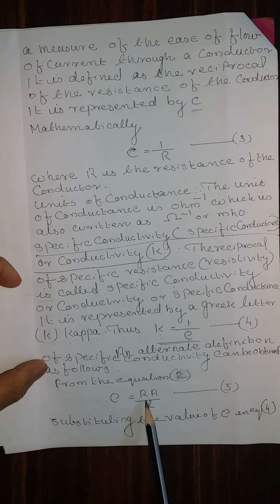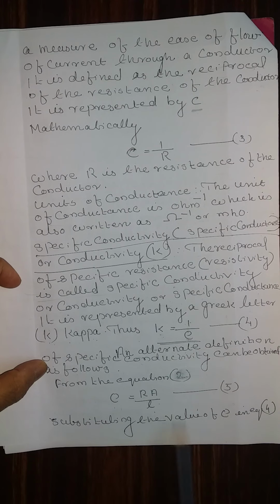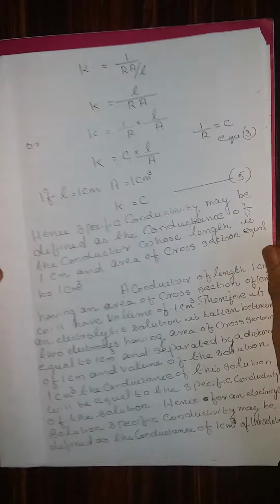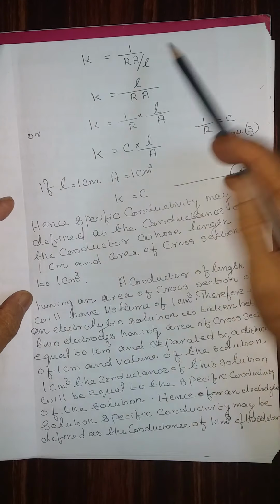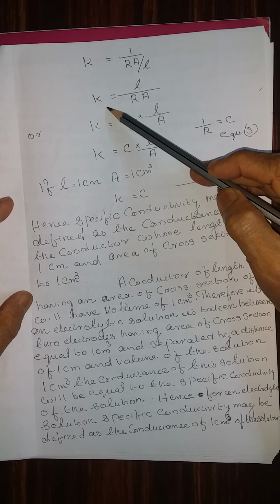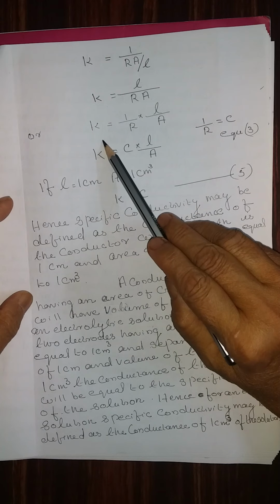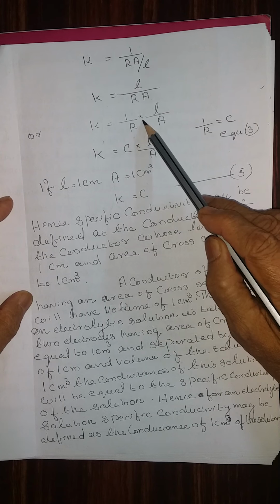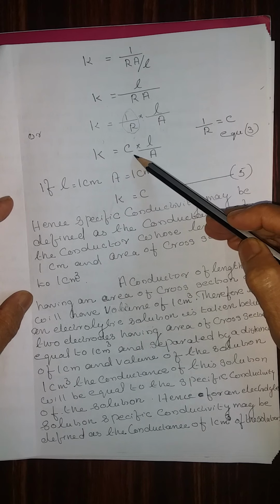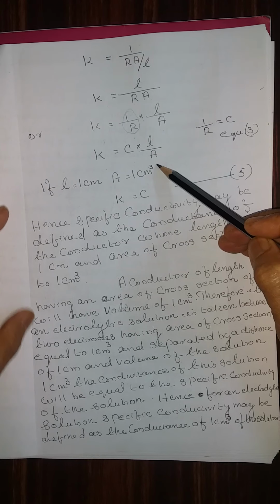Rho is equal to R into A by L. Substituting the value of rho in the equation, we get kappa equal to 1 by (R A by L), or kappa is equal to L by R into A, or kappa is equal to 1 by R into L by A. We already know that 1 by R is equal to C. Therefore, kappa is equal to C into L by A.